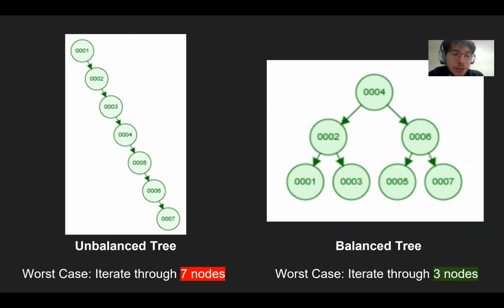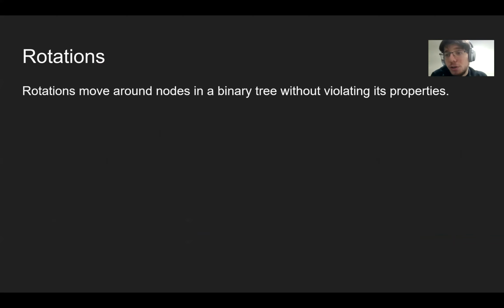So the worst case here for unbalanced is 7, and that's a lot more. The worst case for balanced here is 3. And so balanced trees tend to be pretty good. Unfortunately, that means it's a little more work for us. We have to program things.